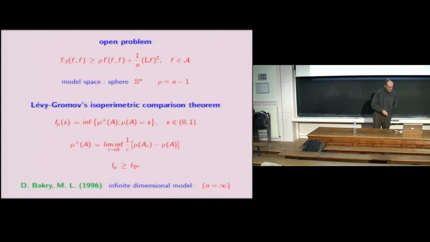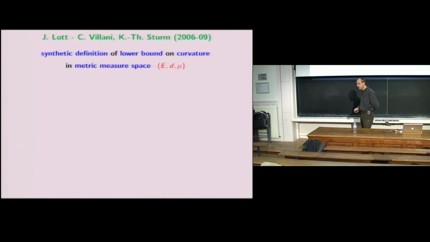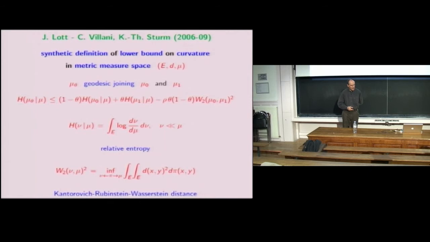At this stage, maybe I just briefly mention that there has been some very recent development about a kind of synthetic definition of curvature, or rather Ricci curvature lower bounds, now not only in Riemannian manifolds, but more generally in metric measure spaces, by Lott, Villani, and Sturm. This definition, just to say it quickly, is a definition of convexity of relative entropy along the geodesics of optimal transport.